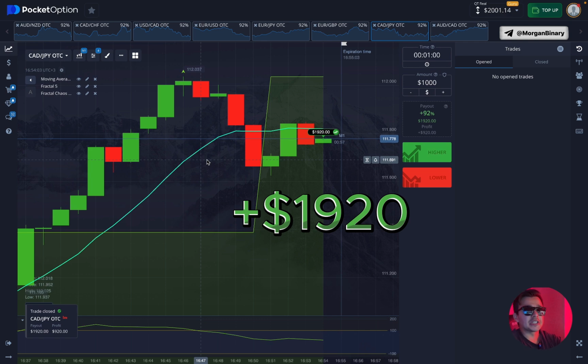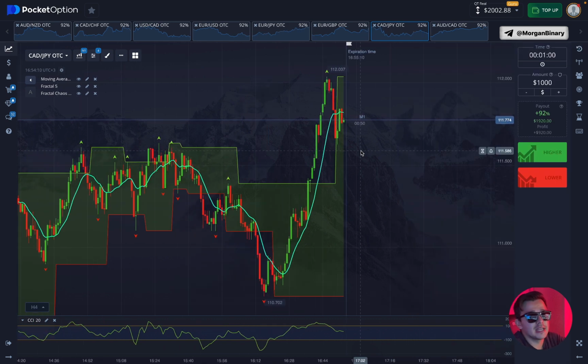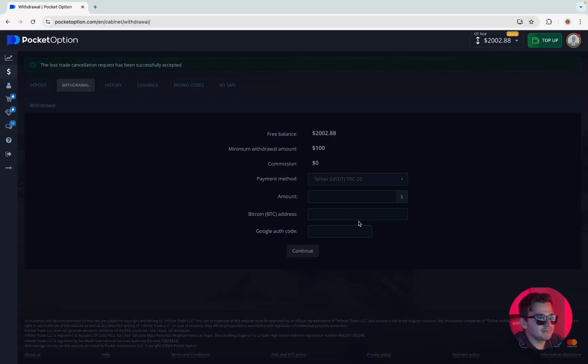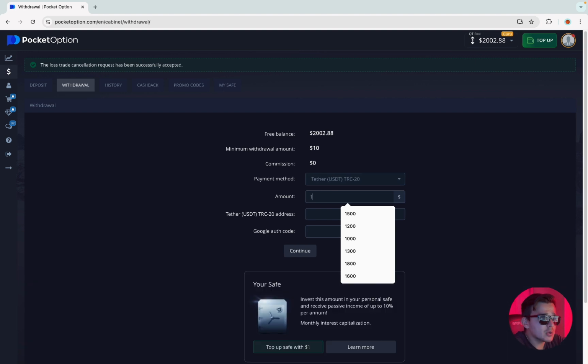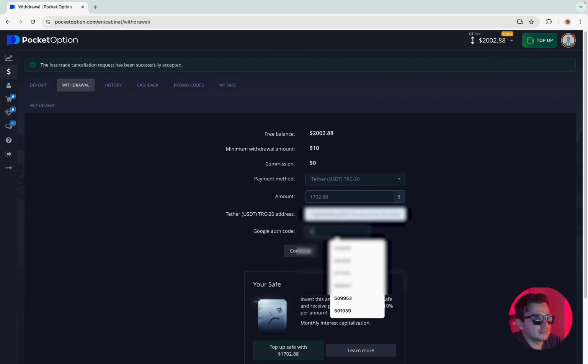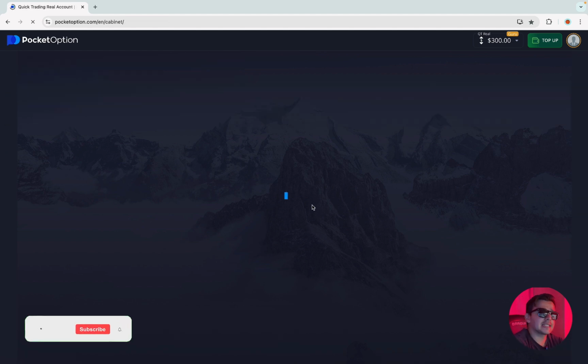And the trade closes in profit. Perfect! This wraps up today's trading session. I think I secured an excellent profit. So let's proceed with the withdrawal. Today's profit is $1,702. The withdrawal has been successfully processed.